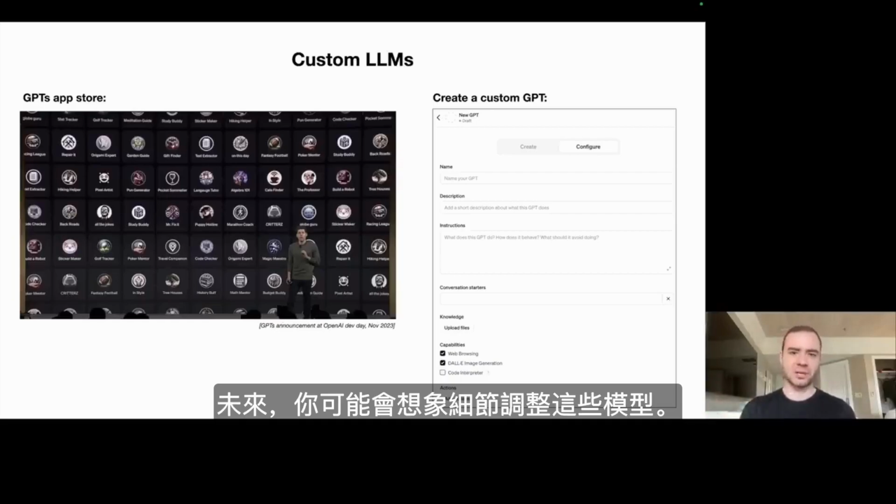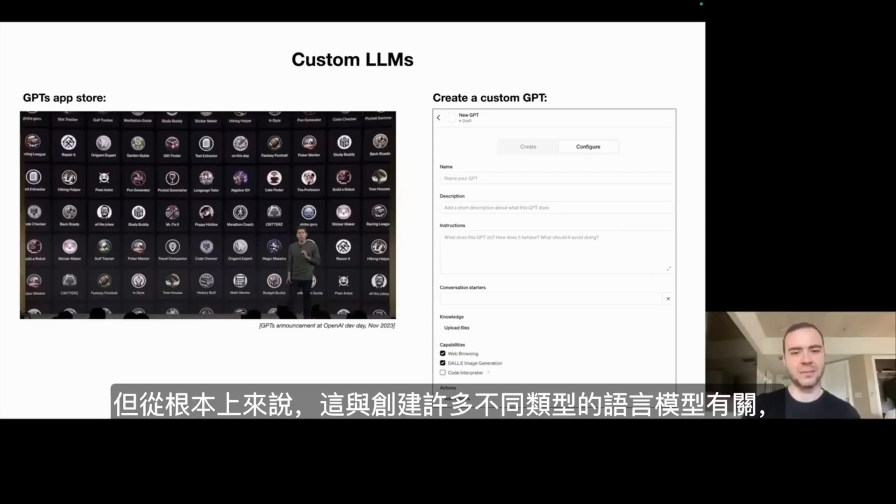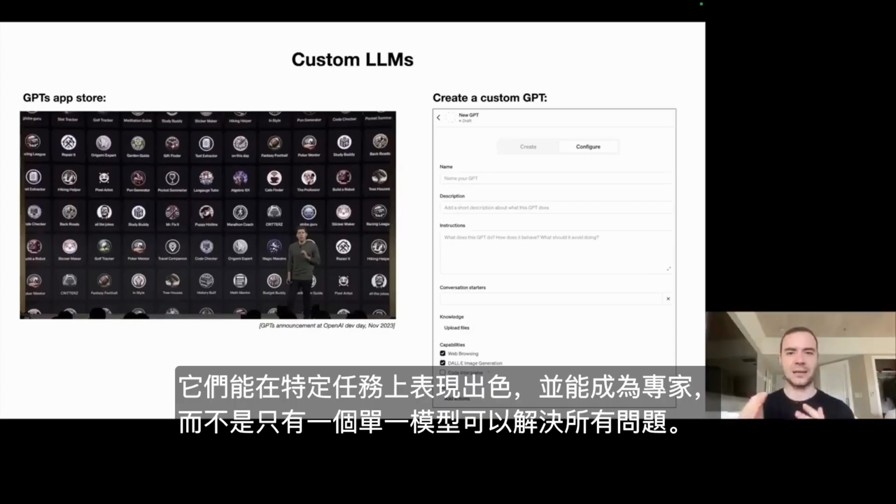In the future, potentially, you might imagine fine-tuning these large language models, so providing your own kind of training data for them, or many other types of customizations. But fundamentally, this is about creating a lot of different types of language models that can be good for specific tasks, and they can become experts at them instead of having one single model that you go to for everything.